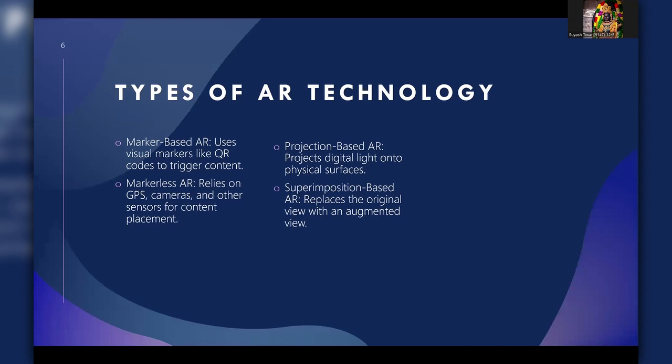So, types of augmented reality technologies. Marker-based AR, that is, uses visual markers like QR codes to trigger content. Projection-based AR, that is, projects digital light onto physical surfaces. Markerless AR relies on GPS, camera, and other sensors for content placement, and superimposition-based AR, that is, replaces the original view with an augmented one.